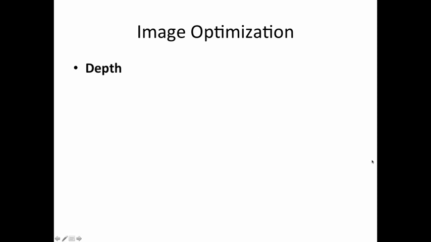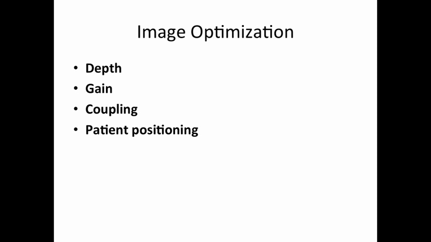In terms of image optimization, there are a few things that you can do to make your image look pretty, not only so that it looks nice, but also so that you can clearly identify what you're looking for. One of the things to remember is that you can adjust the depth on your screen, and I'll show you examples of that. Other things to think about are gain and coupling, which I'll come to.